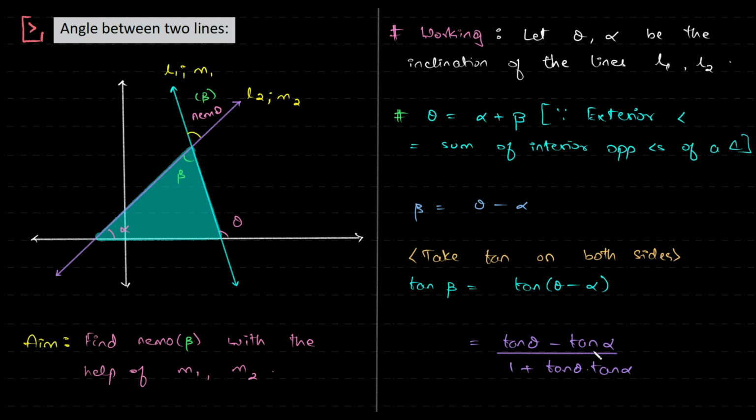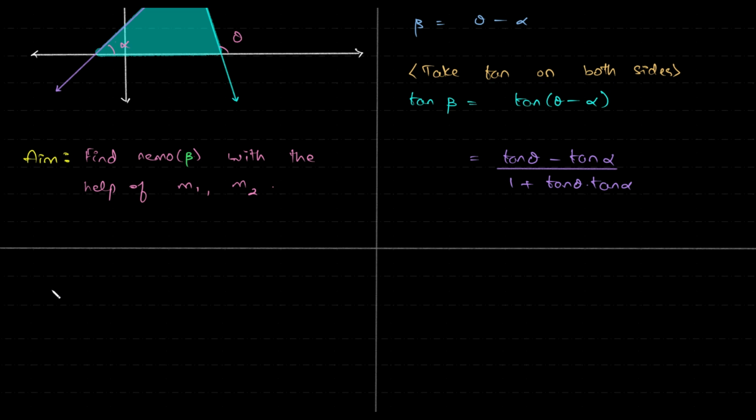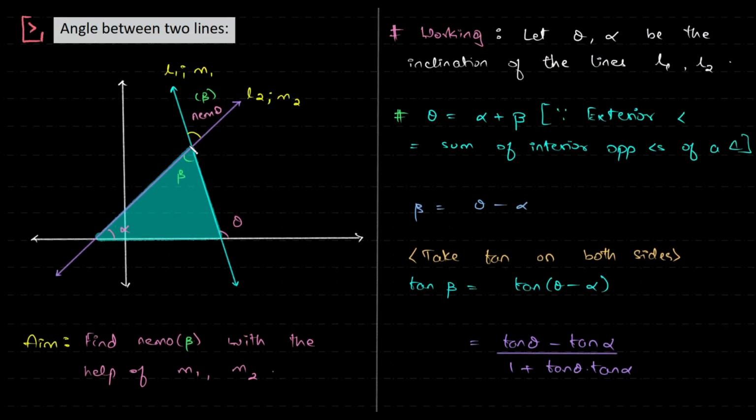But tan theta and tan alpha are the slopes of the lines. So basically tan beta is equal to M1 minus M2 divided by 1 plus M1 M2. Okay, so this is your initial derivation regarding the angle between two lines using the slopes of the lines.